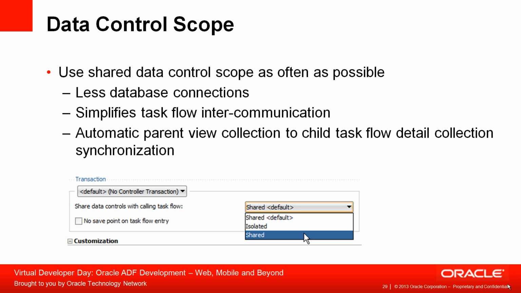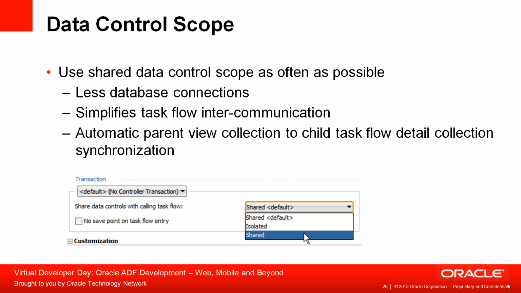The data control scope is one of the settings. You can have isolated or shared. Shared is, from a performance perspective, the best option to use, because that makes sure that only a single database connection is used, if you're using ADFbc. If you use EJB, then only one instance of a specific session bean is instantiated.